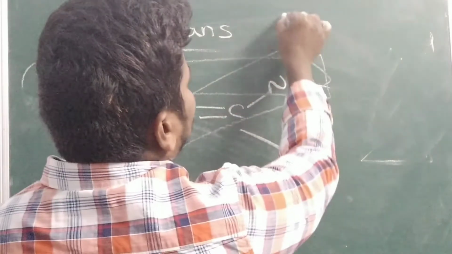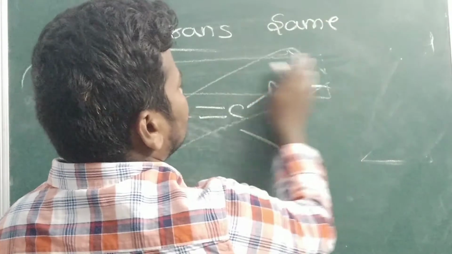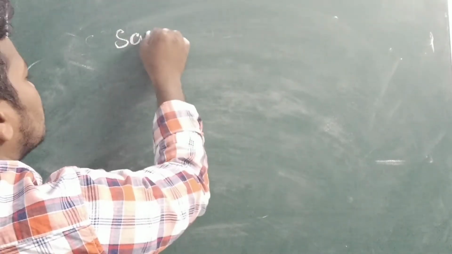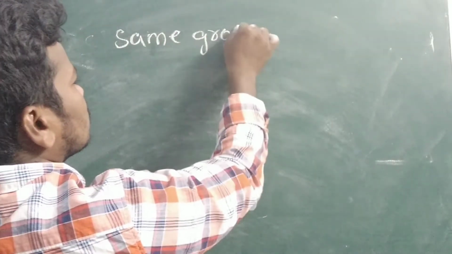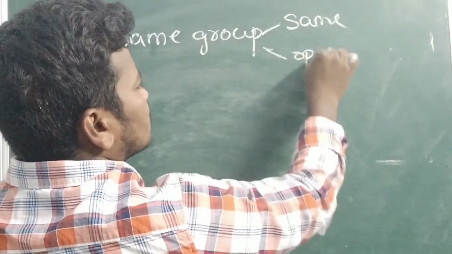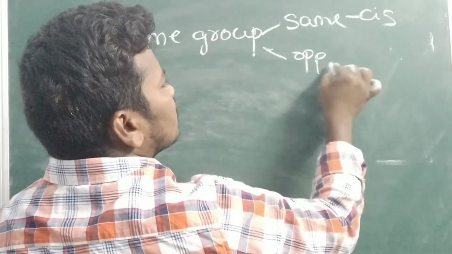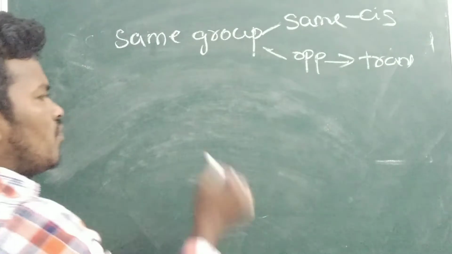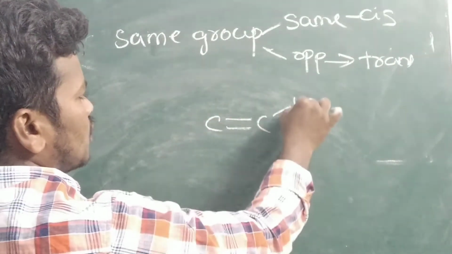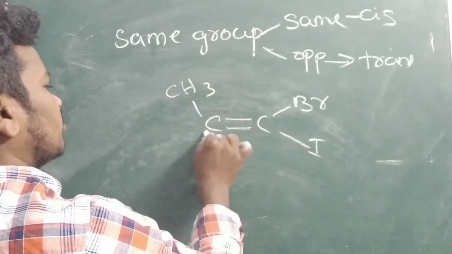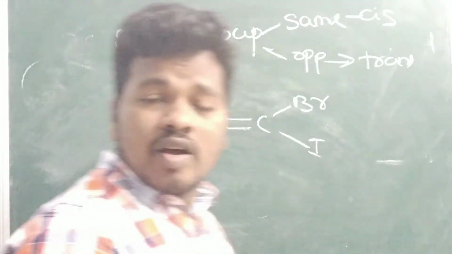What is this? Same groups, same side or opposite side. Same side is called cis. Opposite side is called trans. Okay. So for example, if you see C double bond C, Br, iodine, CH3, hydrogen. Is it cis or trans?